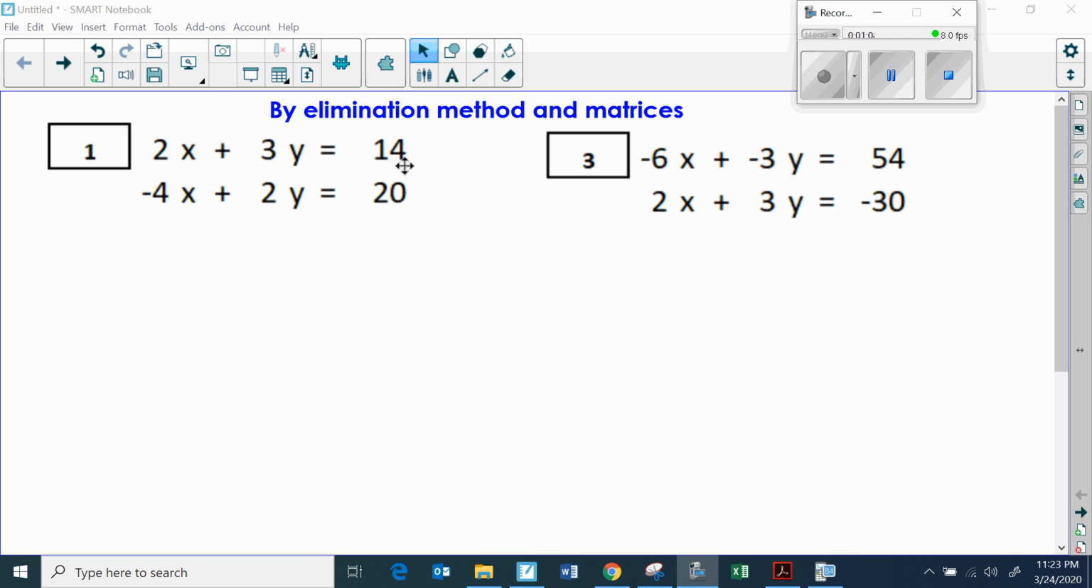Okay. So we're going to do number one by elimination method, and then number 3 over here we're going to do it by matrices. Put it in a graphing calculator, straight up as it is. Okay, so here we go.